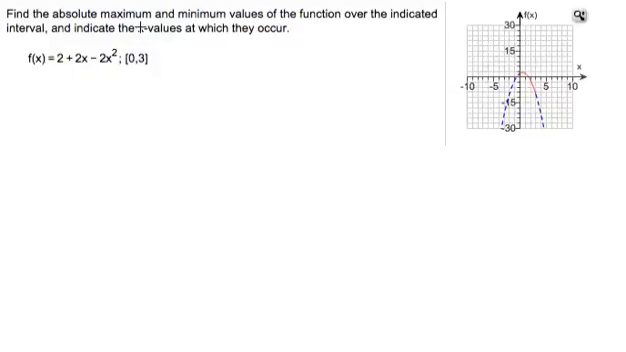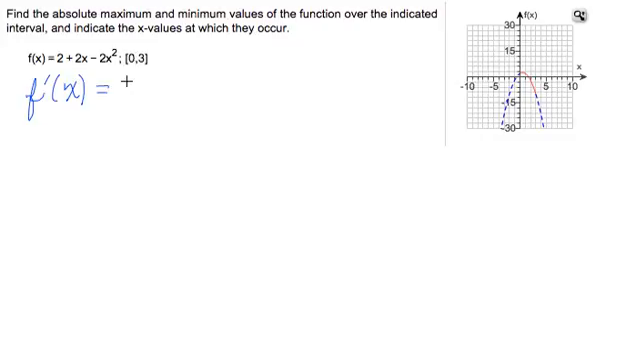In this problem, we want to find the absolute max and min of this function, which happens to be graphed over here, over the indicated interval. So you can just kind of look at the graph and estimate, or maybe even get it completely correct. But you need to be able to do it the calculus way. So the calculus way is to find the critical values and then determine whether the absolute extrema occur at the critical values or the endpoints by comparing y values of those x values.